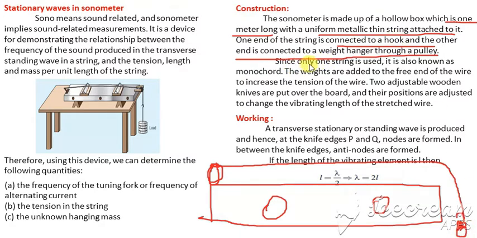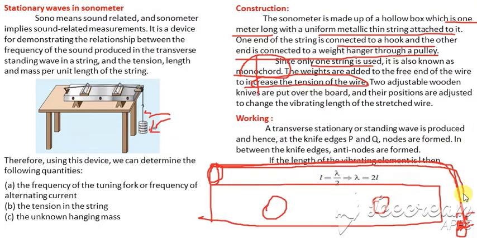Since only one string is used, it is also known as a monochord. Mono means single. Next, weights are added to the free end of the wire. As we keep adding weights, the tension is increasing. Tension means the stiffness, and it keeps increasing.